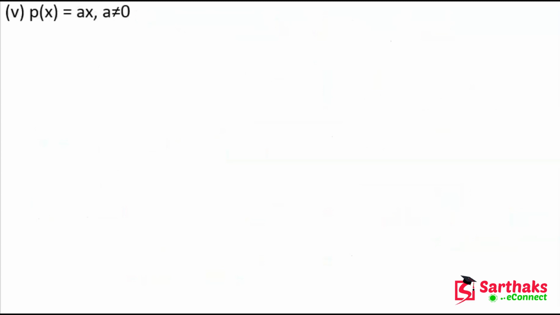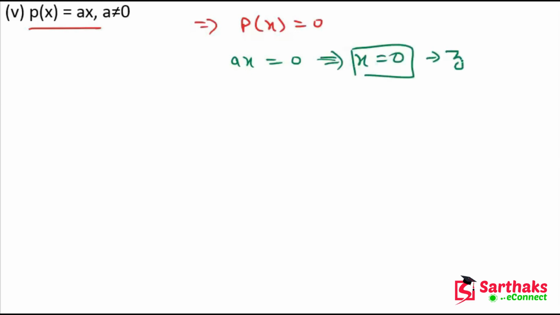Now we have another question. We have p of x is equal to ax, where a is not equal to 0. Now p of x is equal to 0. So here we get ax is equal to 0, so x is equal to 0. So this is the zero of the polynomial.